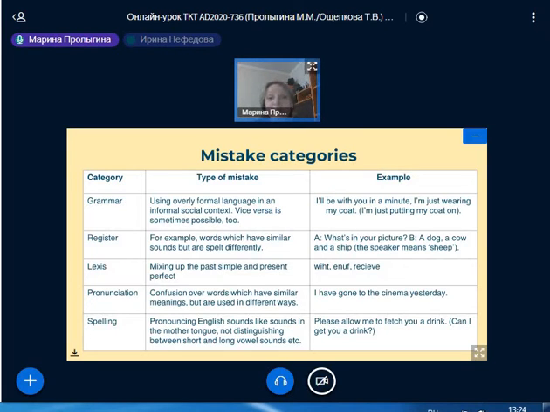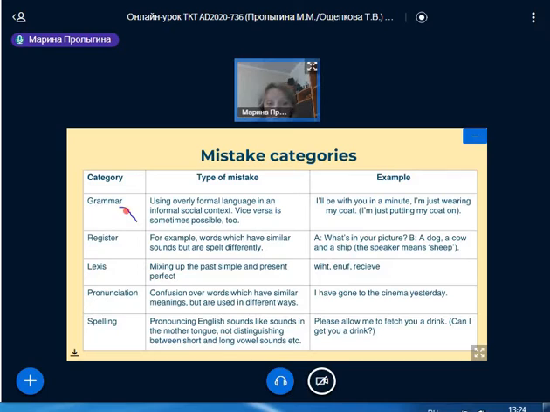Right, so now I'd like you to look at the categories of mistakes, and actually you can see that everything is mixed up here. I'd like to ask you to look at the categories. So the mistakes in grammar, register, lexis, pronunciation, and spelling. Then you should draw the line, for example, to the type of mistake. So you should choose one appropriate box from this second column, and then give the example.